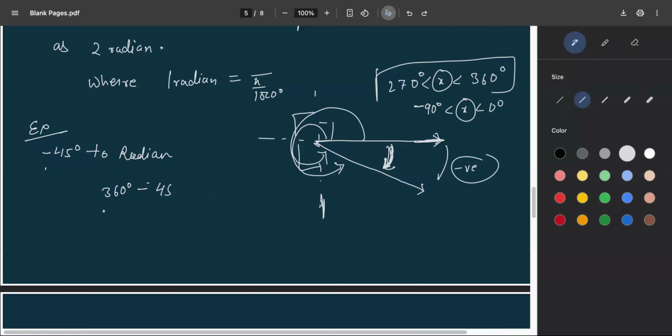Another way is simply don't do anything. Simply just multiply it by minus 45 into pi by 180. This will directly land you to a radian value, right? Even if you see this division is very clear, this will come out as minus pi by 4 radian. This negative has very high significance. It suggests that you are at the opposite side of it. You are at this side.